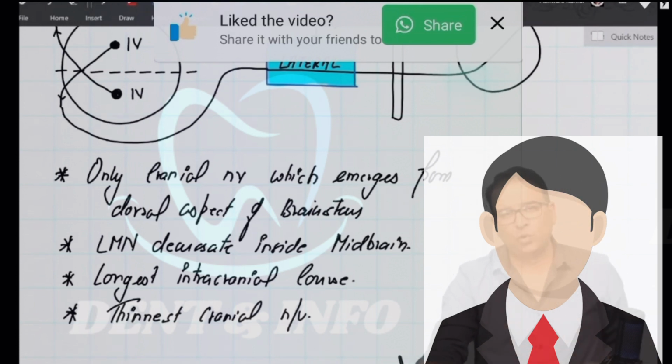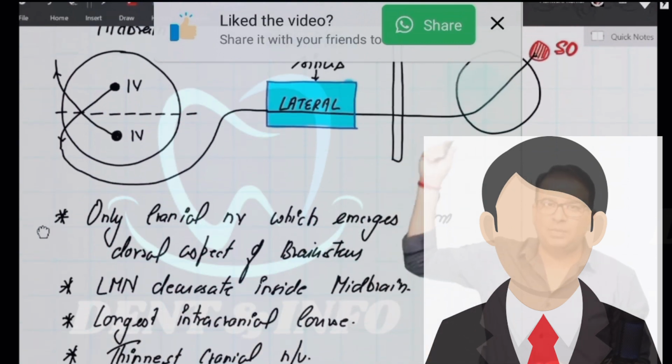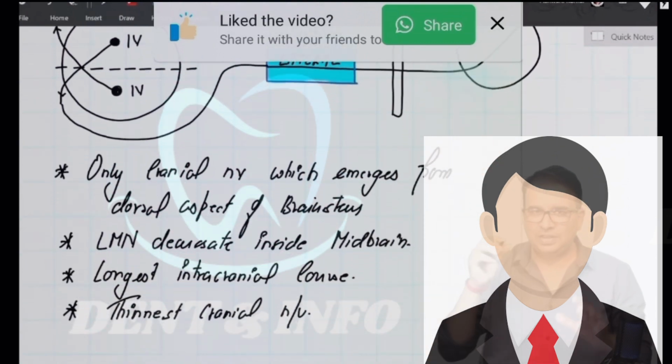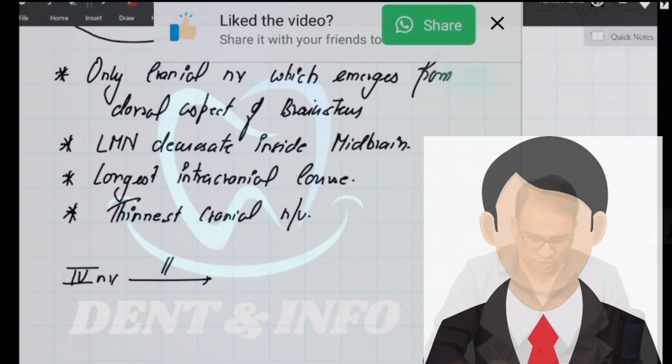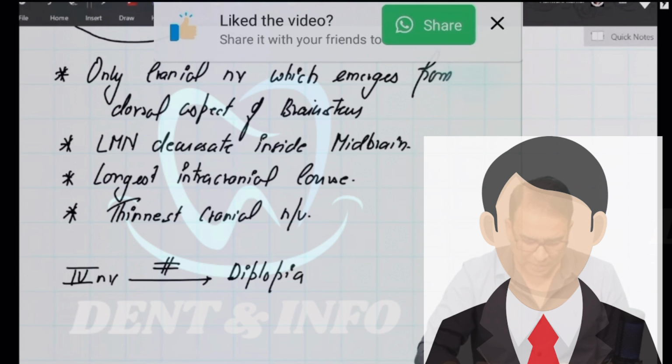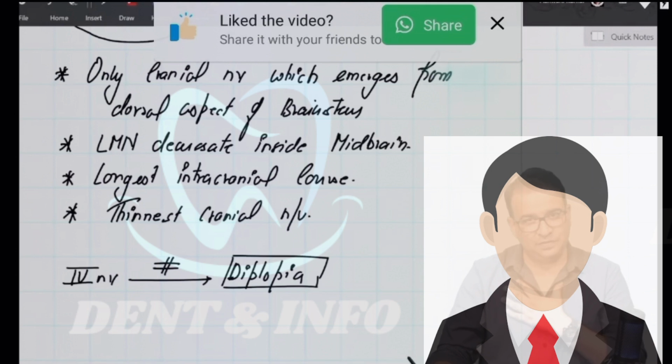Now what will happen because of fourth nerve injury? Fourth nerve injury means only one muscle is gone, that is the superior oblique. When the superior oblique muscle is injured, the patient will have diplopia, double vision. You will see the patient tilt the head to one side to counterbalance it. So if the fourth nerve is injured, there will be diplopia, double vision.